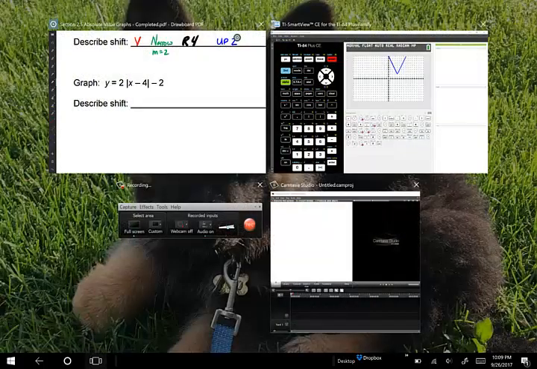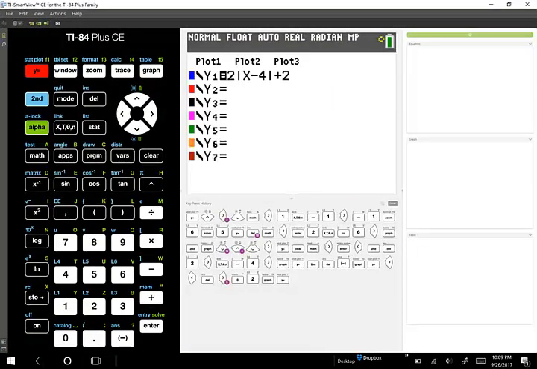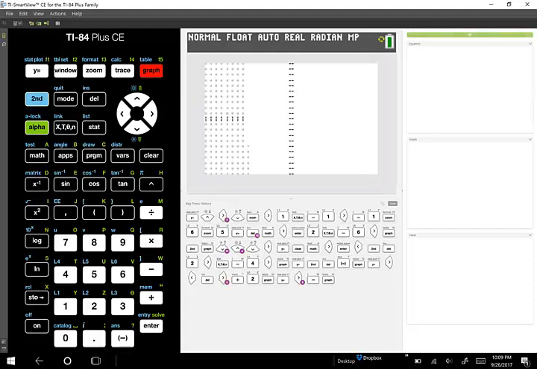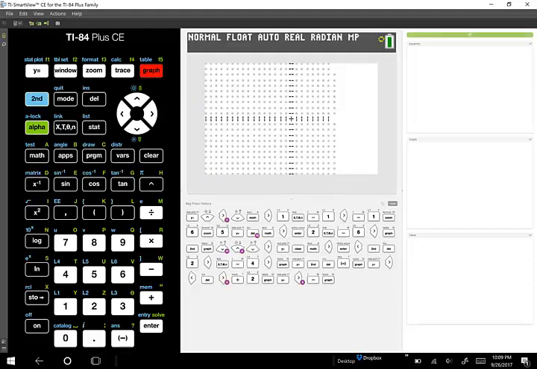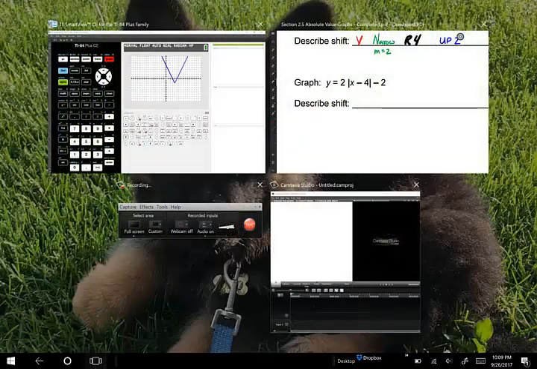Our last one, y equals 2 times the absolute value of x minus 4, minus 2. So we go back to our y equals 2 absolute value of x minus 4, and instead of a plus 2 at the end, it's a minus 2. So I'm going to put a minus in here, not an opposite sign, but a minus. Let's take a look at the graph. Hopefully by now you can predict that that minus 2 is going to have some implications. And what do you know? Instead of pushing it up 2 units, it pushed it down 2 units.